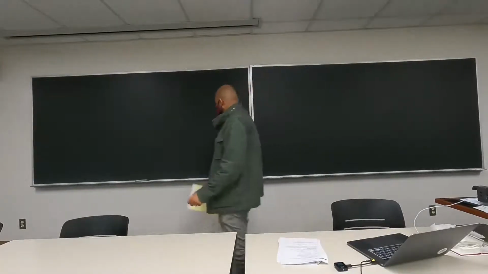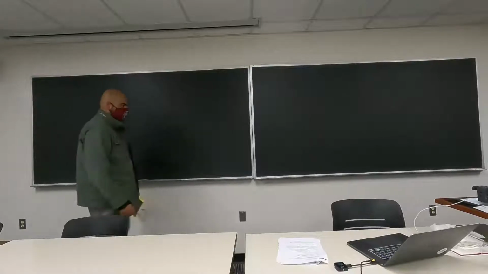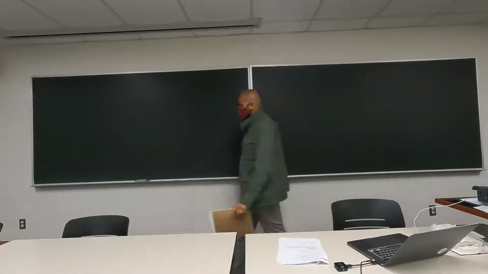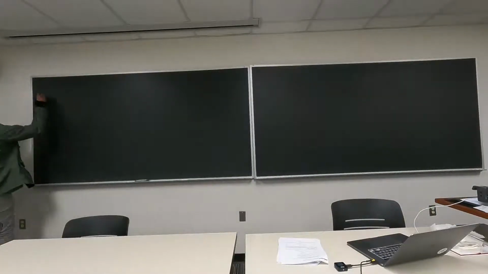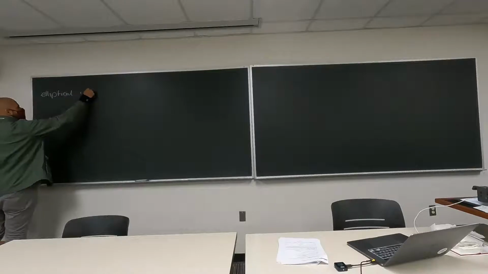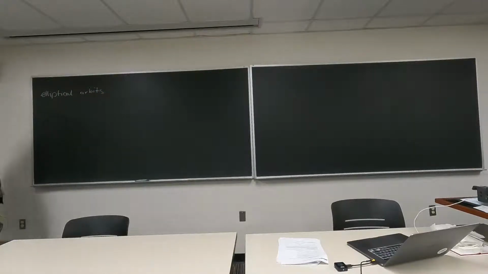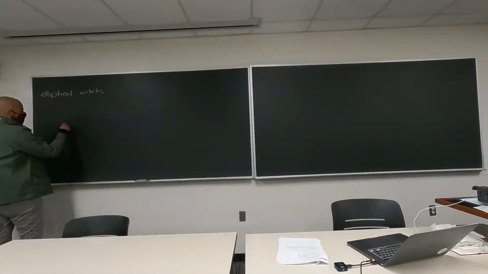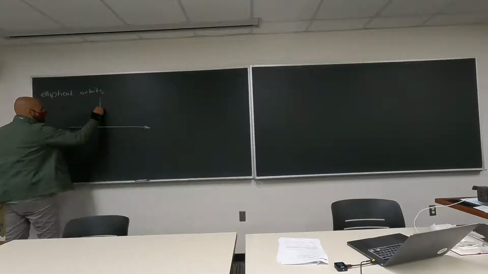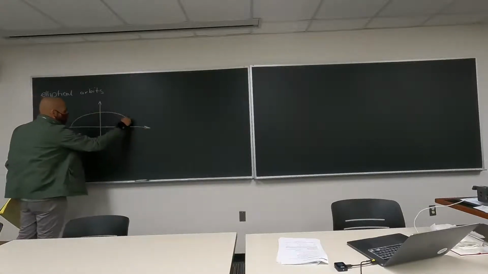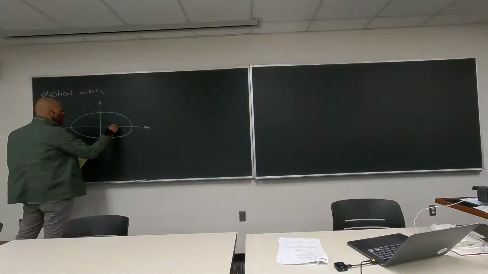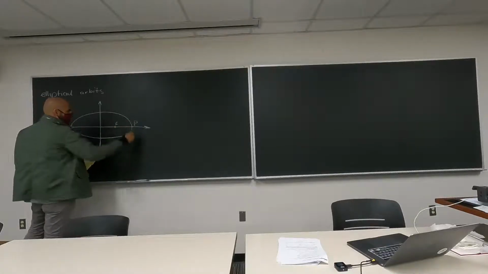Okay, so let's continue the discussion from the previous lecture, and hopefully we'll be done by the orbit equation today. So we started talking about elliptical orbits, right? That's what we did. So let's start with an ellipse and see how we deal with an elliptical orbit, the nomenclature and whatever.